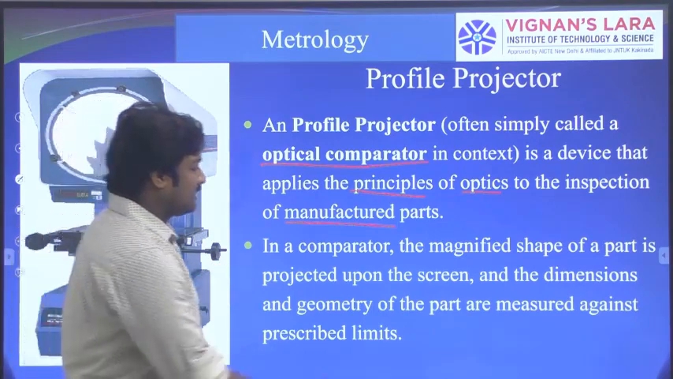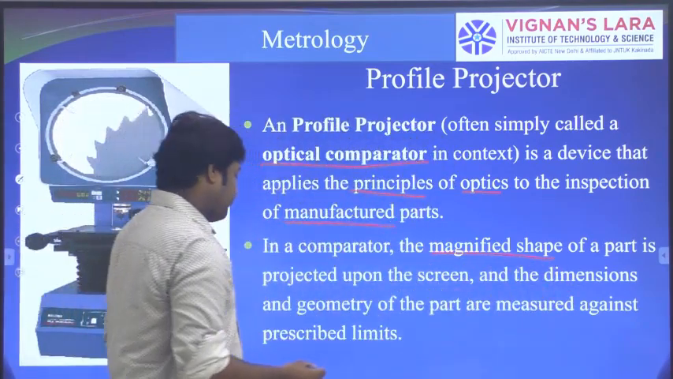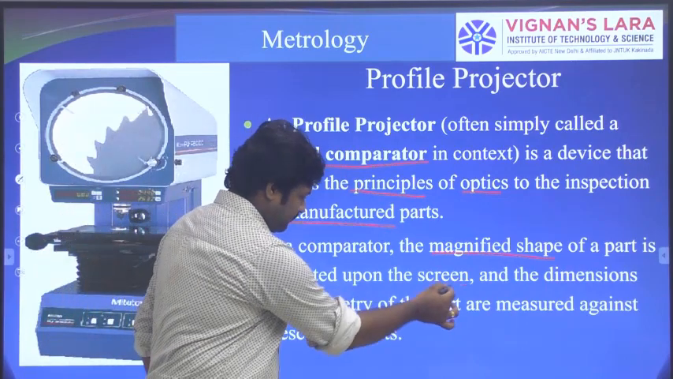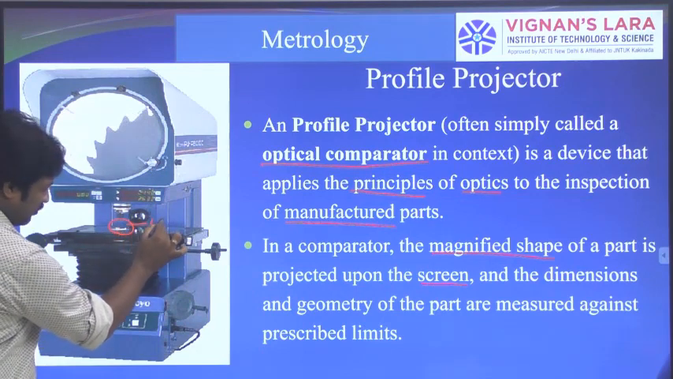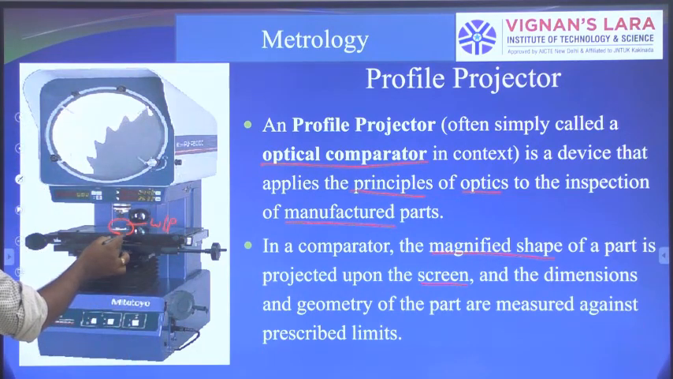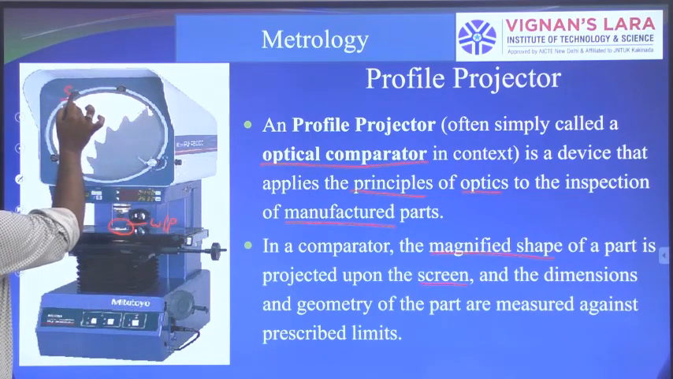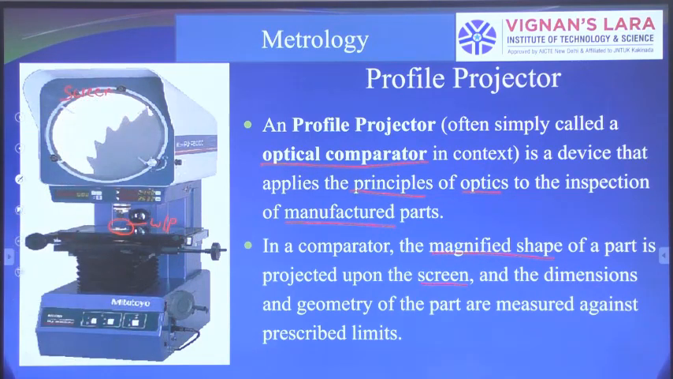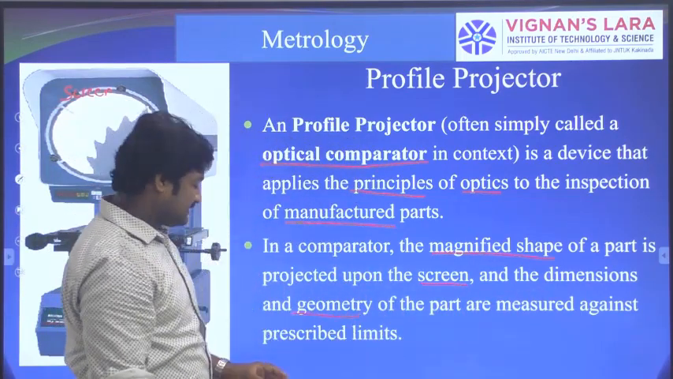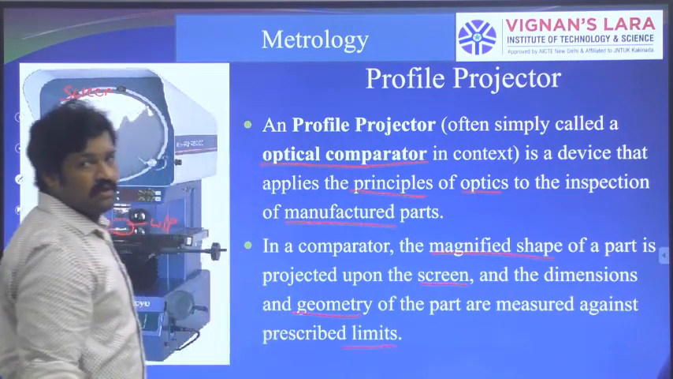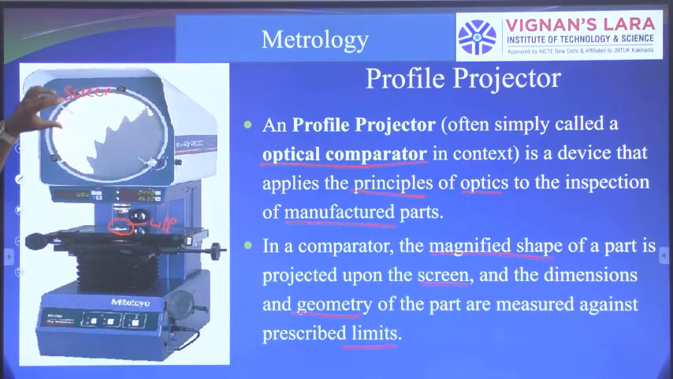In a comparator, the magnified shape of a part is projected upon the screen. Here we place our workpiece or component, and the component's image is displayed on the screen. The shadow or profile of this component is projected on the screen, and the dimensions and geometry of the part are measured against prescribed limits.